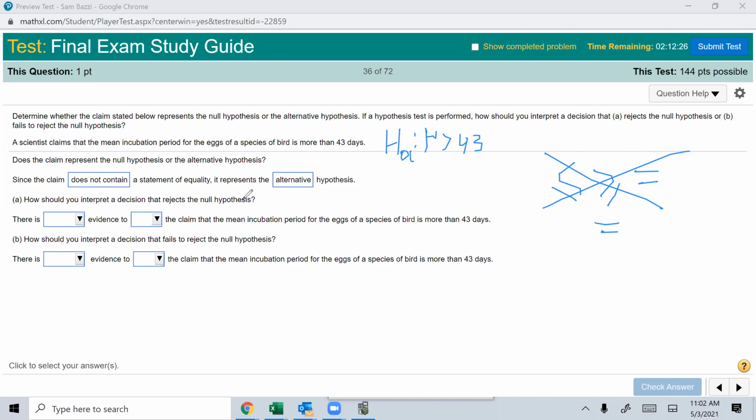How should you interpret a decision that rejects the null hypothesis? If you reject the null hypothesis, guys, and your claim is in the alternative hypothesis, then you support the claim. There is sufficient or enough evidence to support the claim. How should you interpret a decision that fails to reject the null hypothesis? If you fail to reject the null hypothesis and your claim is in the alternative, then you cannot support the claim. So they say that there is insufficient evidence to support the claim.